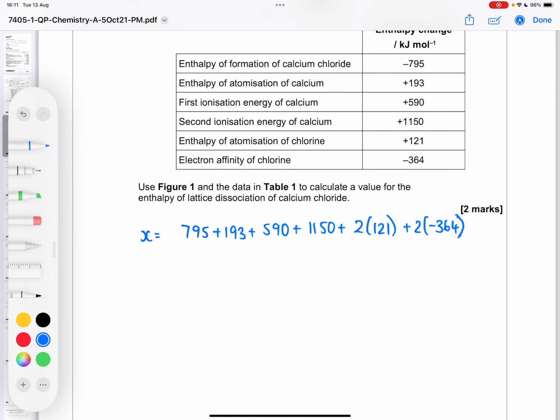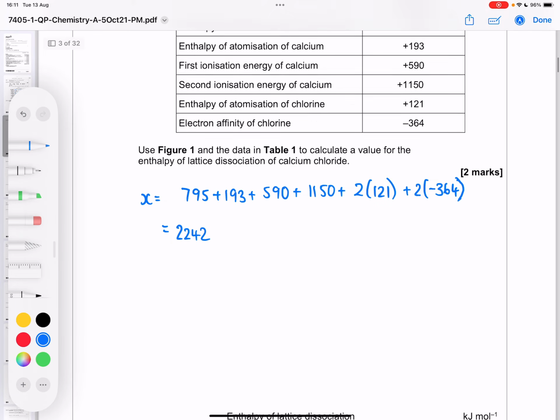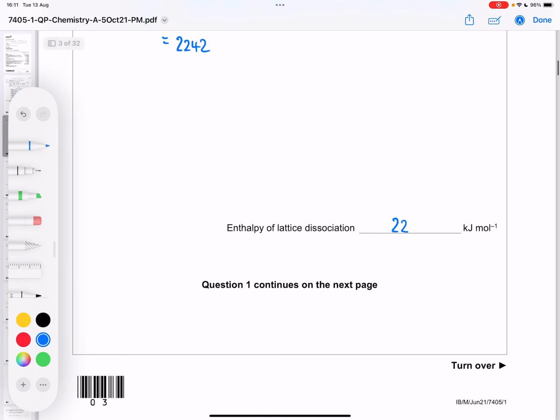So I would type all of that into my calculator. And if I put all of that into my calculator, then I should get the answer 2,242. It will be positive because the arrow points up, and it's in kilojoules per mole because I've added numbers in kilojoules per mole.